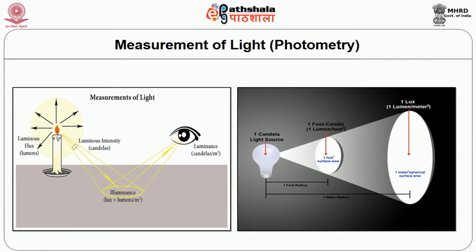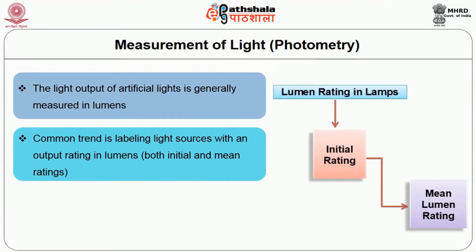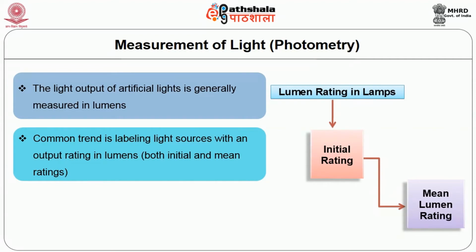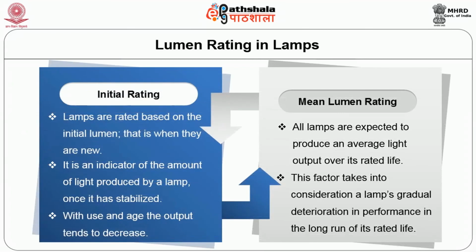Look at the images. You will understand how each factor differs from the other and why we have so many terms and explanations. These leave us with some points to ponder. The light output of artificial lights is generally measured in lumens. Common trend is labeling light sources with an output rating in lumens, both initial and mean ratings. It is an indicator of the age or length of use of lamps and fixtures. With age, lumen output decreases.